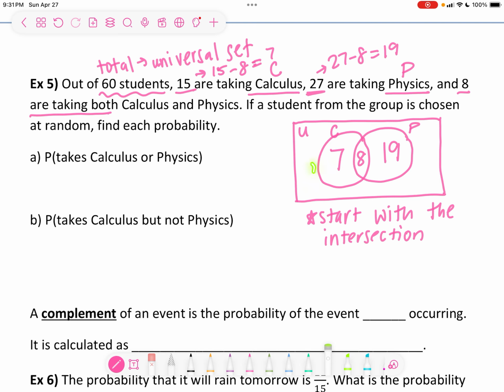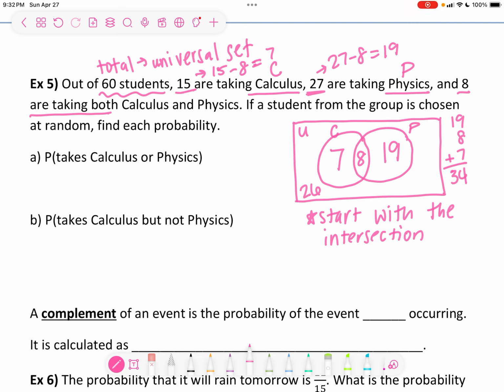Now we can figure out how many go outside the circles, right? Out here, by adding these numbers up and subtracting from our universal total of 60. So if we add up what we have so far, let's do it like this: 19 plus 8 plus 7. If I add all of that up, I get 34. And then if I subtract that from 60, I get 26. So there's 26 that goes on the outside.